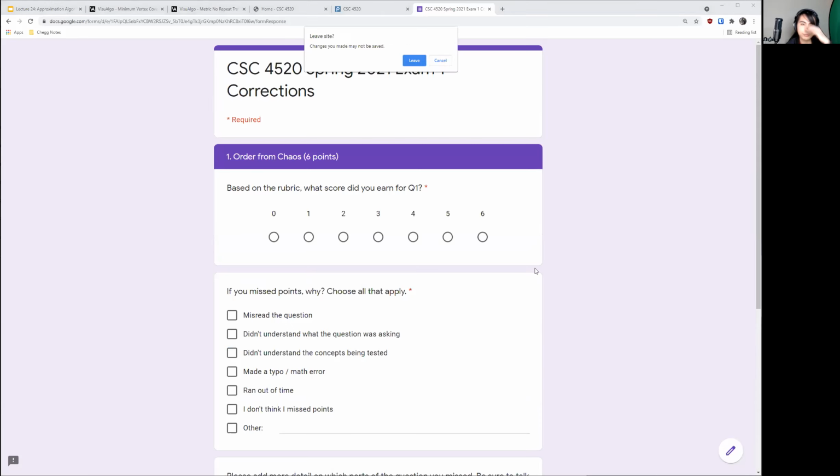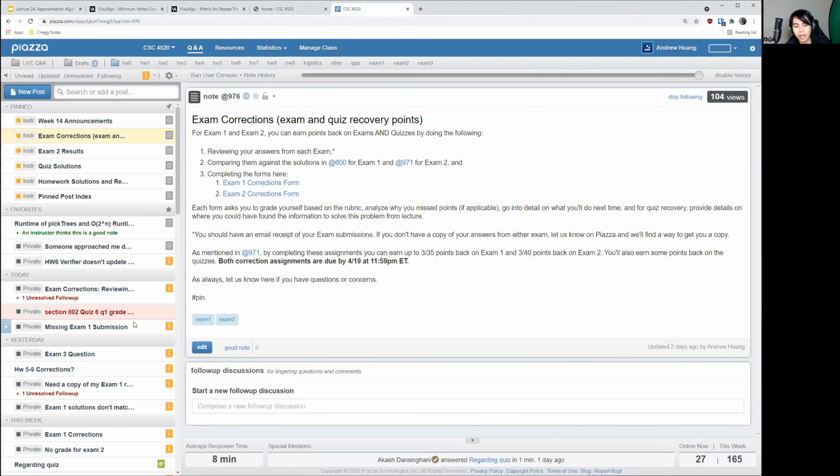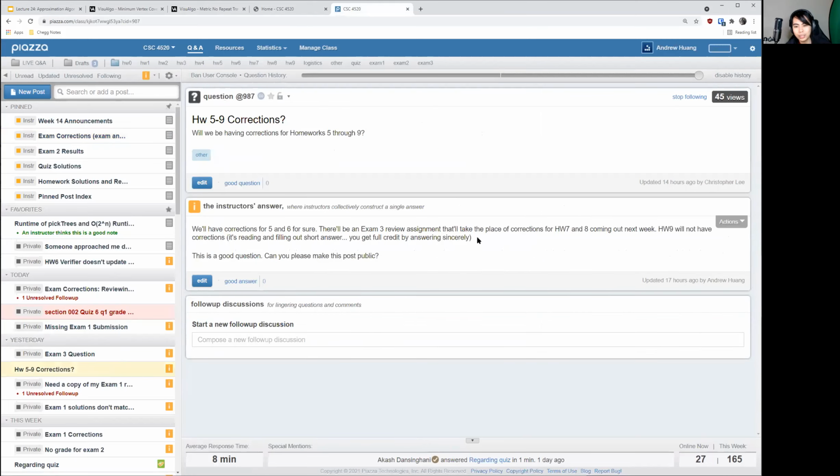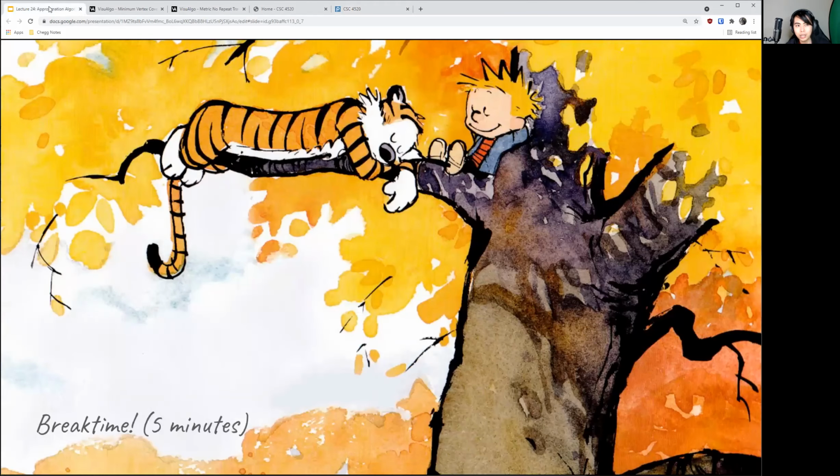What about corrections for 5 through 8? I answered that on Piazza, but basically 5 and 6 we'll do corrections for next week. 7 and 8 will be based on the exam review assignment that I'll release next week. We 100% want you to be able to max out your quiz scores and max out your homework scores. So I'm trying to make it so that you have an opportunity to do so.